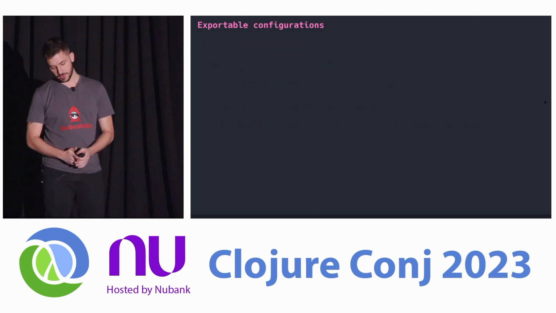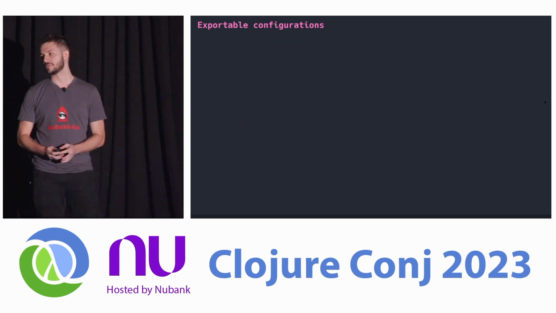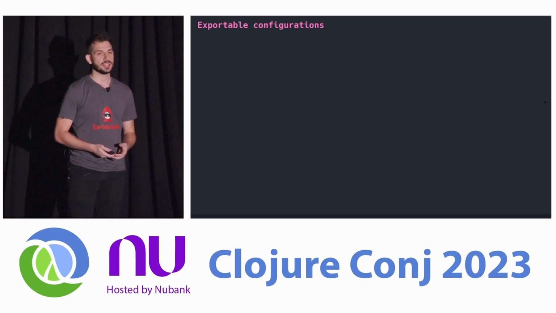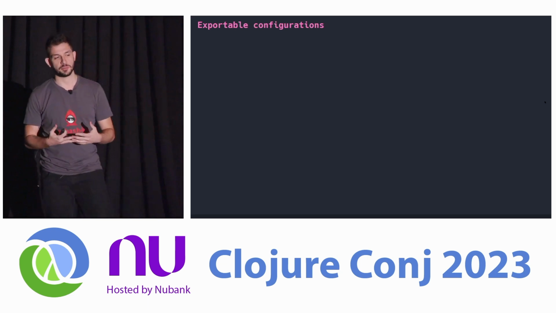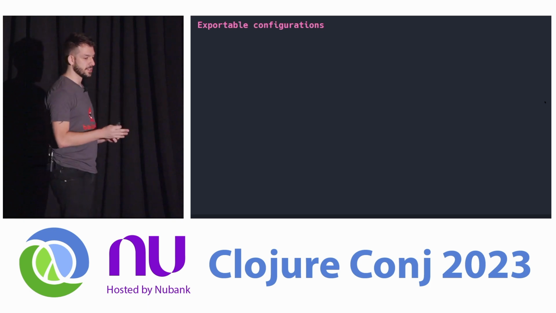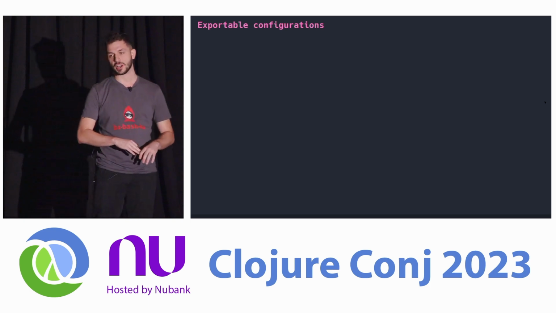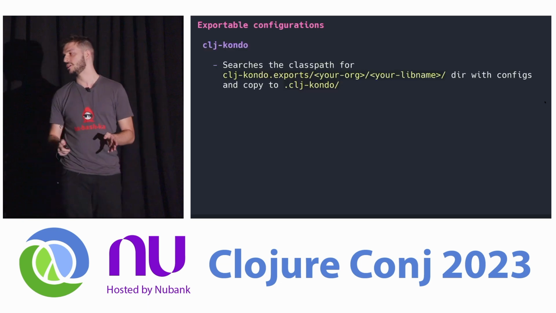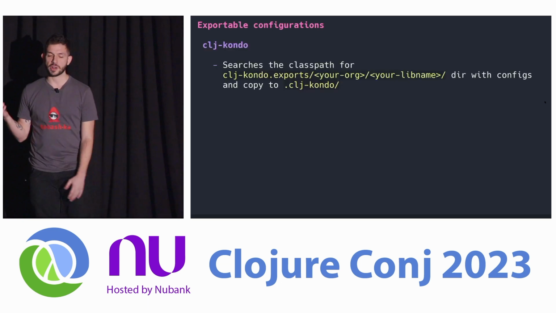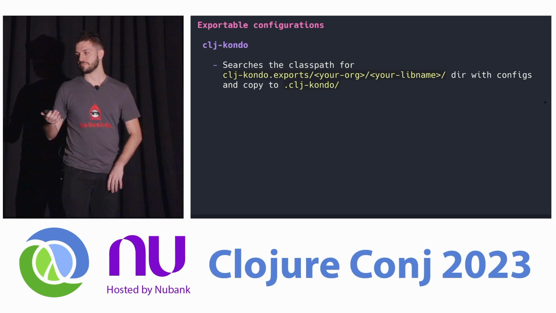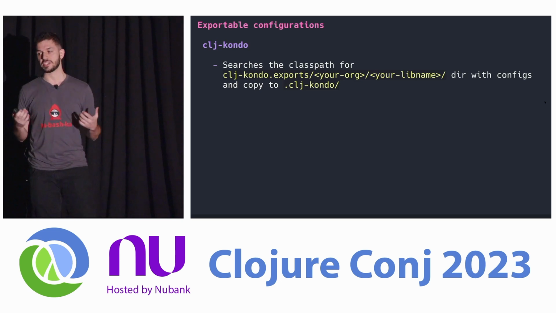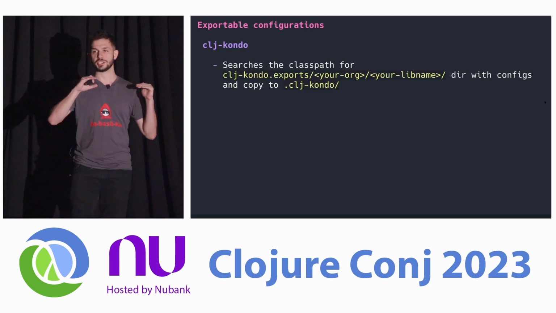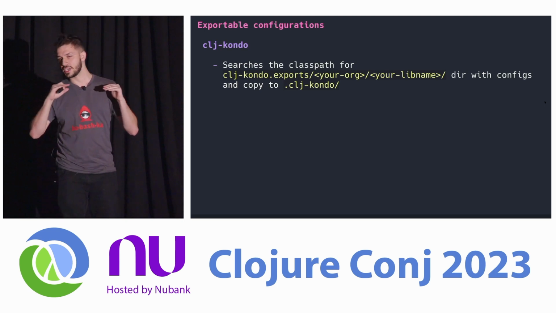All right, so let's talk about this feature, the exportable configurations. This is the thing that keeps everything together, that makes you declare some configuration somewhere and use it across hundreds of servers. clj-kondo already has this feature, and it basically searches the classpath. So say you are linting a jar file, it will search for this classpath.